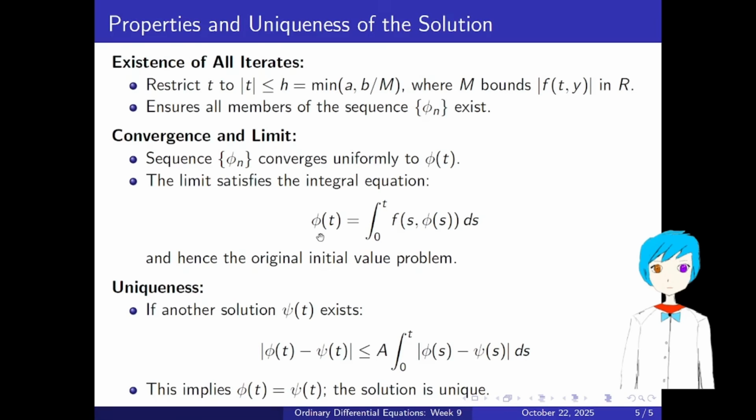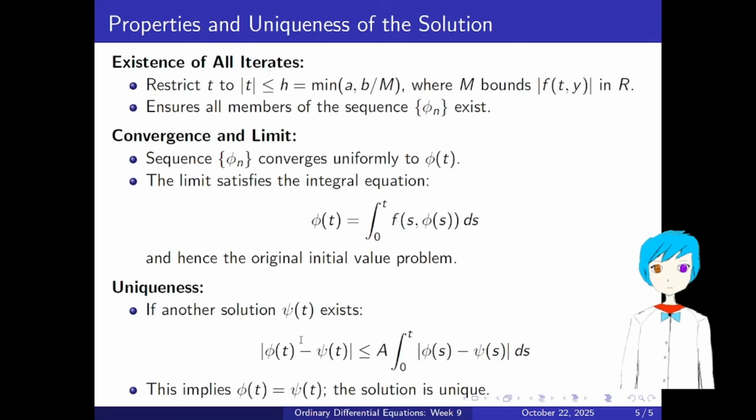Because it satisfies this integral equation, if we take the derivative, of course the derivative exists and equals f of s and phi. Therefore, phi solves the original ODE. By using the comparison principle, you can also prove that the solution is unique. Therefore, this is a sketch of the proof for the existence and uniqueness.